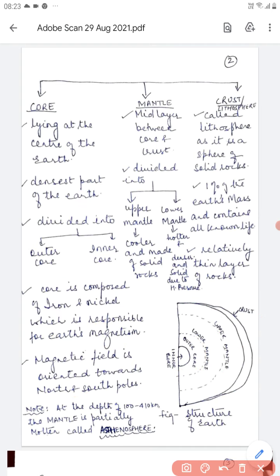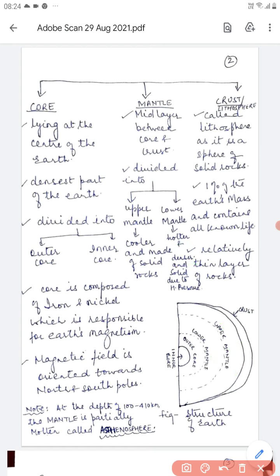It is divided into two parts: the upper mantle and the lower mantle. As you can see, this is the lower mantle and this is the upper mantle. The upper mantle जो है वो cooler है and it is made up of solid rocks. Lower mantle, it is hotter. Upper mantle is cooler and lower mantle is hotter and denser, and it is solid due to the high pressure. So the upper mantle is made up of solid rocks, it is cooler, but the lower mantle is hotter and denser and it is solid due to the high pressure.